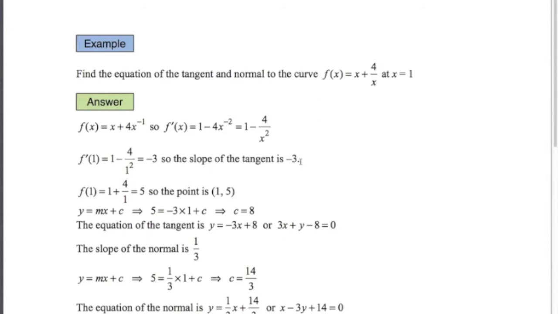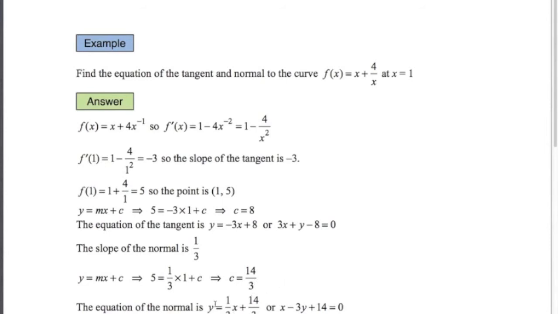If the gradient of the tangent at that point is negative 3, then the gradient of the normal is a third, the negative reciprocal. So then we go through the same process, y equals mx plus c, it's the same point, 1, 5, and for the gradient I put a third. That gives me c is 14 over 3. If you like, you could call that 4 2/3. Call it 14 over 3.